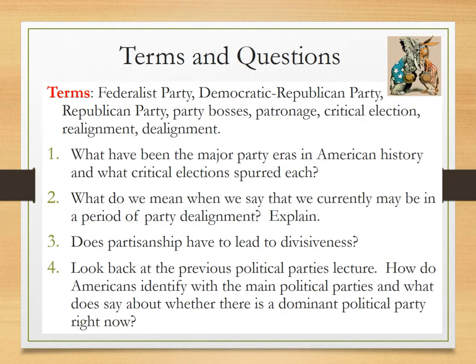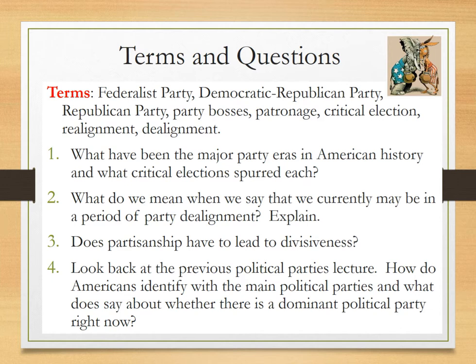All right, so for this section, I want you to know the terms Federalist Party, Democratic Republican Party, the Republican Party, and by extension, the Democratic Party, party bosses and party patronage, critical election, realignment and de-alignment. For party bosses and patronage, look to the previous lecture, because in that lecture, and in other places, I talk about how parties were parts of political machines. What do I mean by political machine? It was a well-structured, hierarchical, top-down organization that was ruled by those at the top to mobilize those at the bottom.